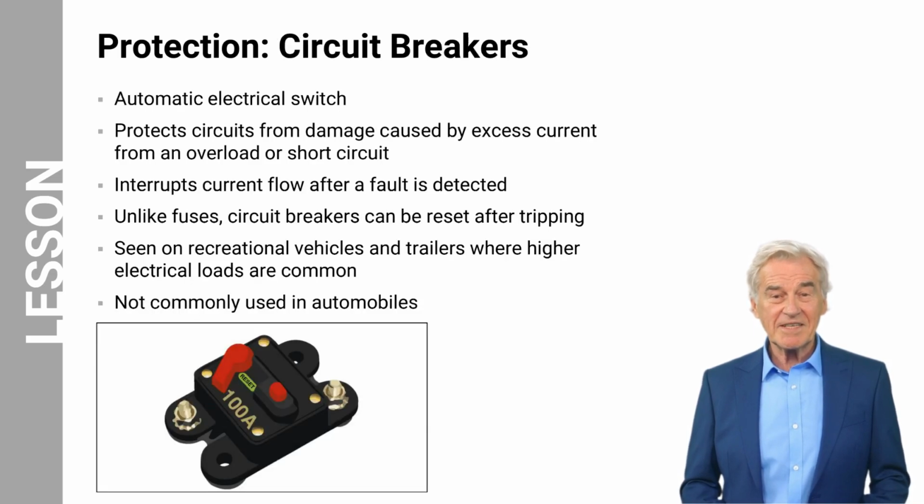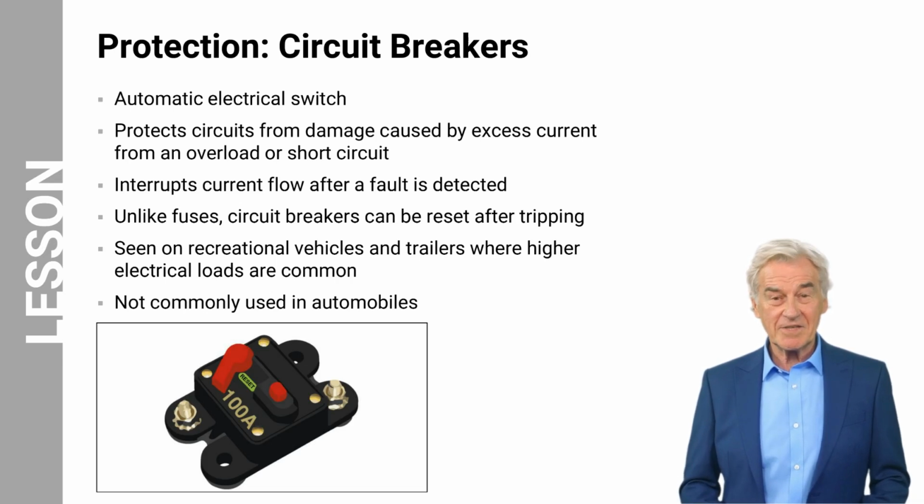Circuit breakers represent another critical aspect of circuit protection within electrical systems, offering automatic intervention to safeguard against damage caused by excess current. These devices function as electrical switches, and they detect overloads or short circuits, promptly interrupting the flow of current to prevent further harm. Notably, one significant advantage of circuit breakers over fuses is their ability to be reset after tripping, offering convenience as compared to one-time use fuses.